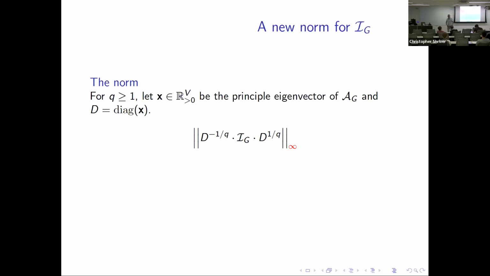So basically, we have to go back to talking about matrix norms. What I talked about before involved some topological tricks, but now we'll go back to matrix norms.